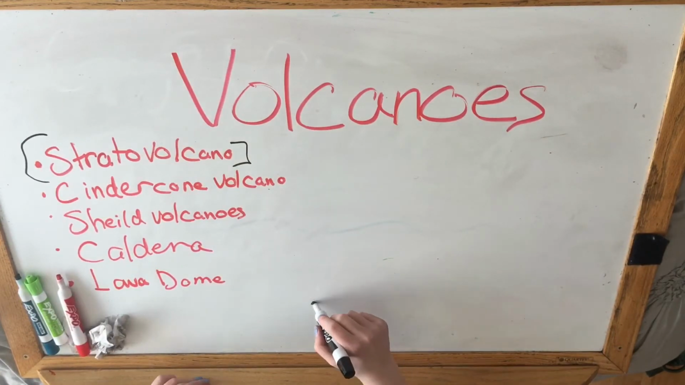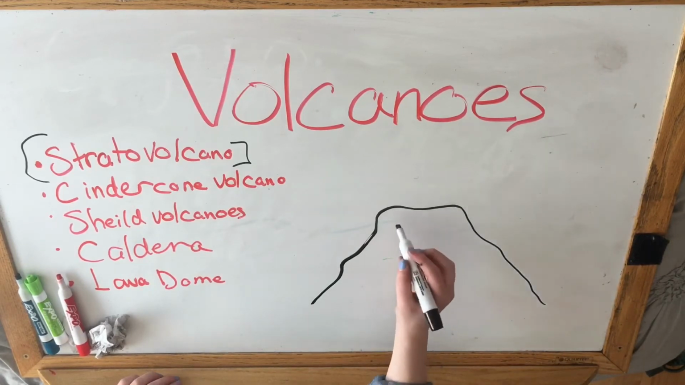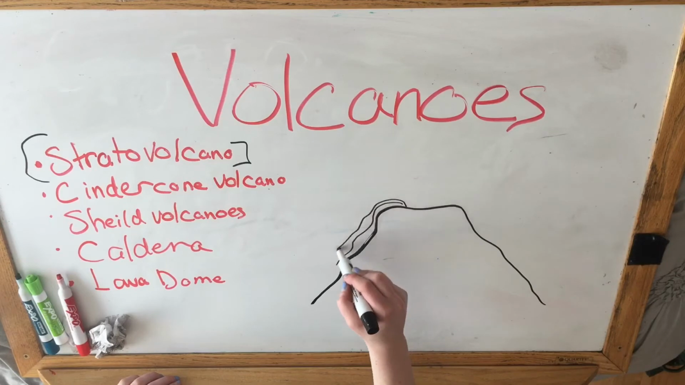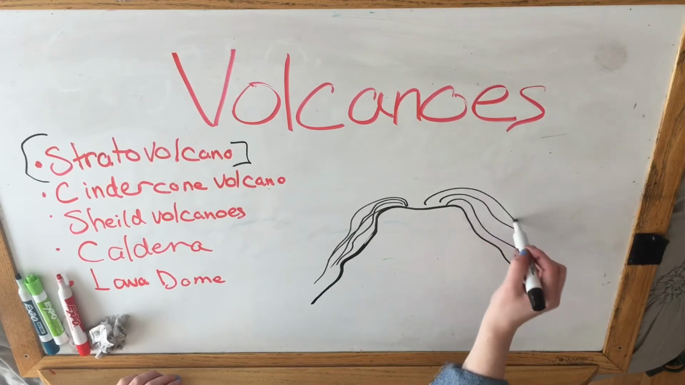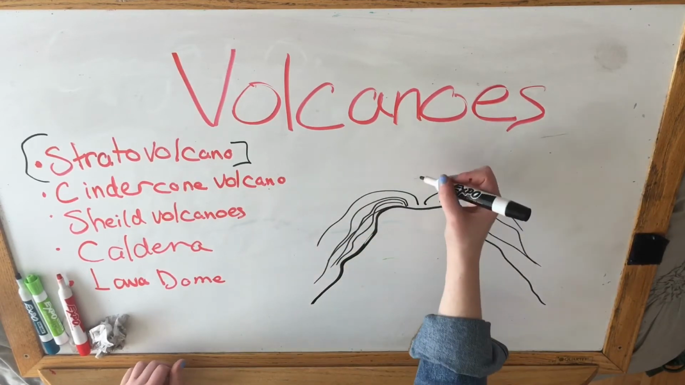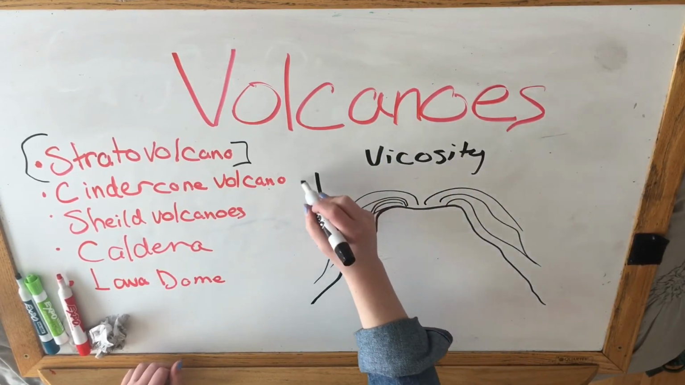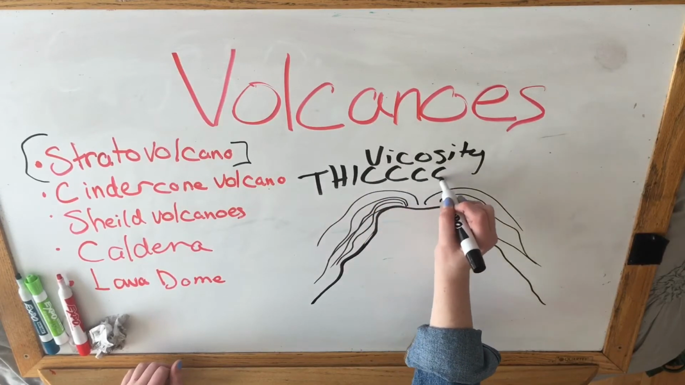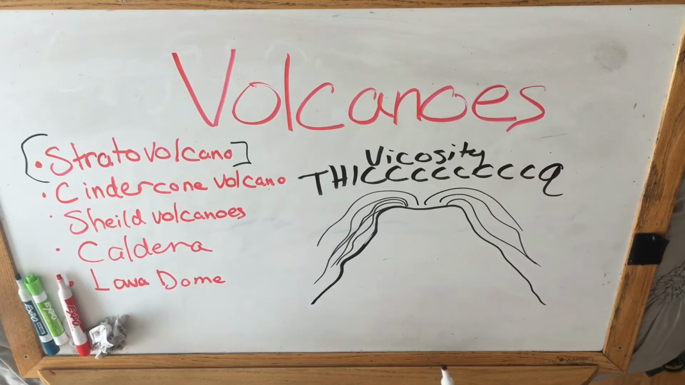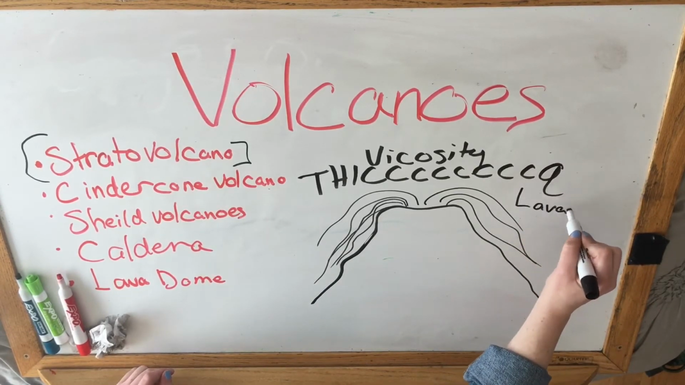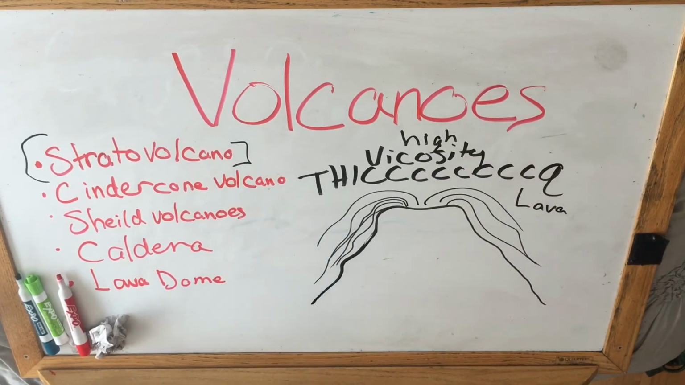A stratovolcano is most commonly found in the Pacific Northwest. It kind of looks like this, and it's called a stratovolcano because of the layers of lava that falls. The lava that comes out of a stratovolcano is very high viscosity. Viscosity is another word for thick. That's some thick lava. High viscosity. So that is a stratovolcano.